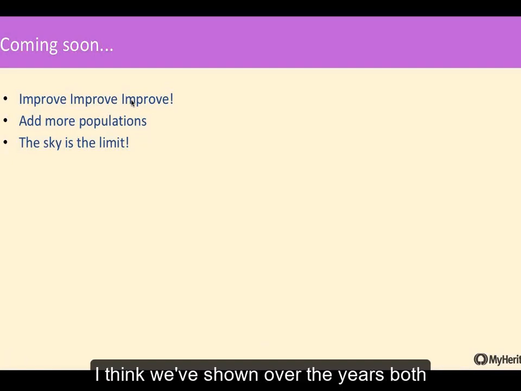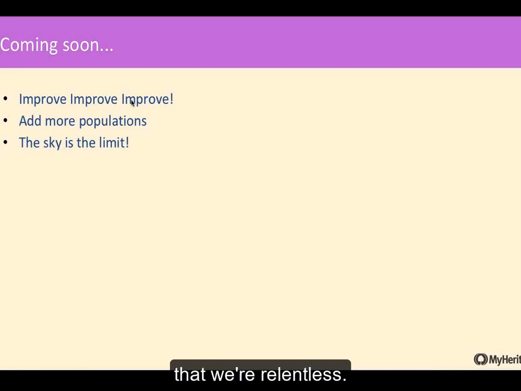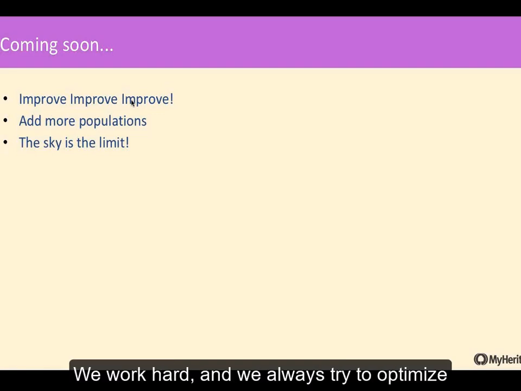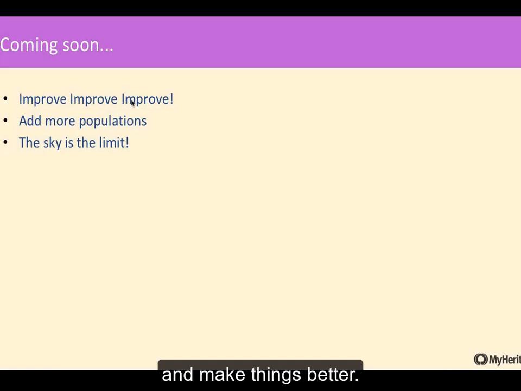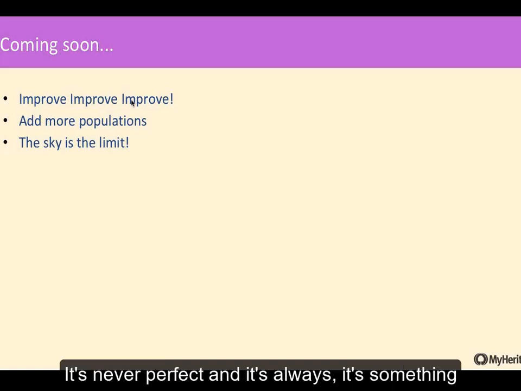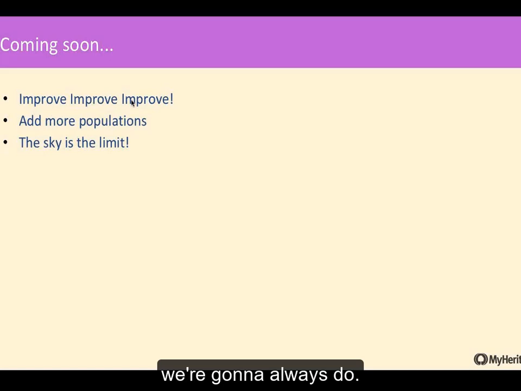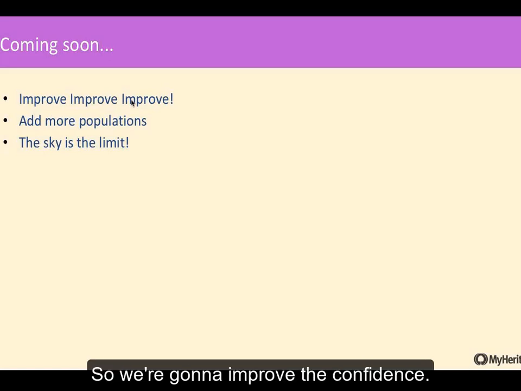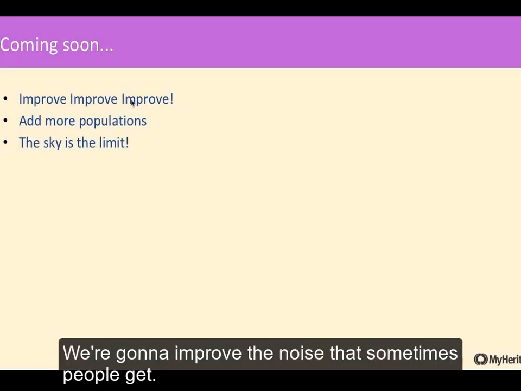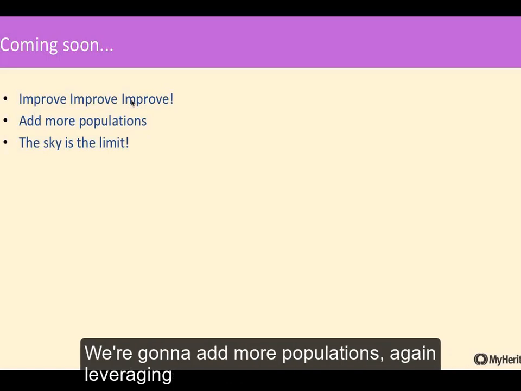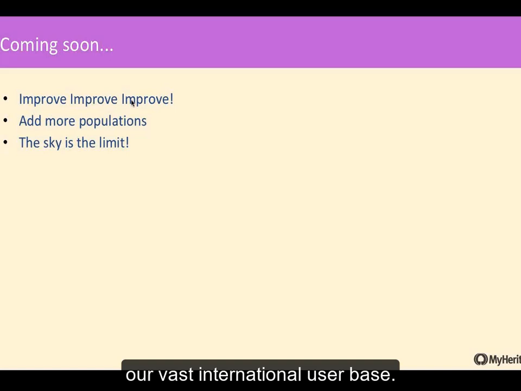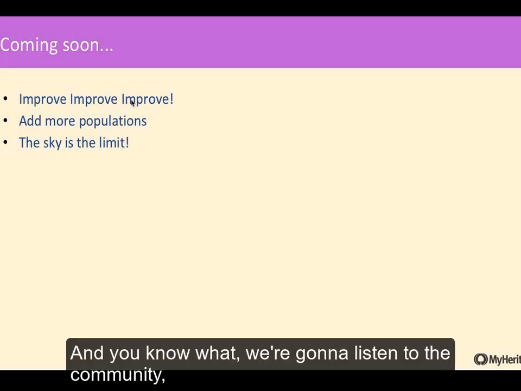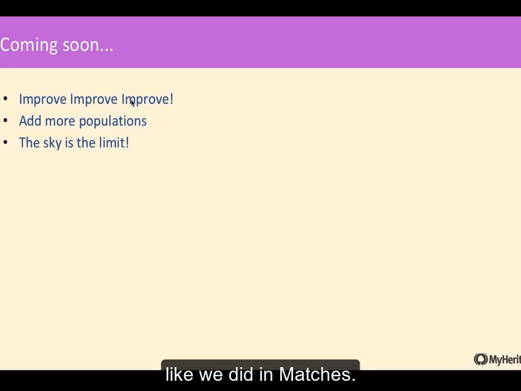I think we've shown over the years, both in the genealogy aspect and in the DNA, that we're relentless, we work hard, and we always try to optimize and make things better. It's never perfect, and it's something we're going to always do. So we're going to improve the confidence, we're going to improve the noise that sometimes people get. We're going to add more populations, again, leveraging our vast international user base. And you know what? We're going to listen to the community, like we did in matches.